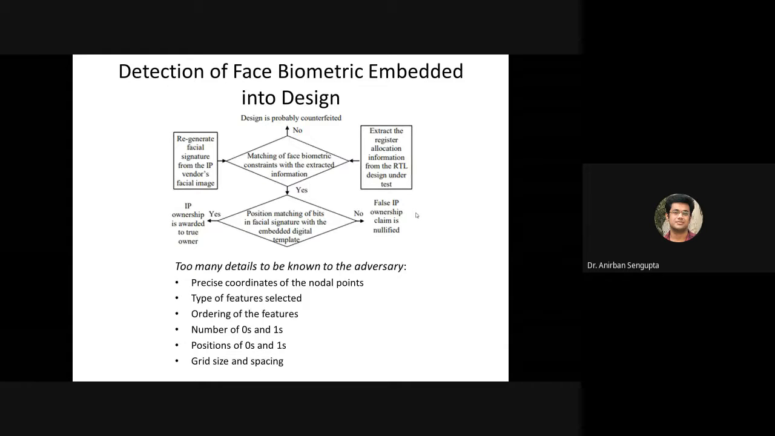From the security perspective, it is also important to know that an adversary, besides having to get access to the facial biometric information, also needs to know the following information in order to crack or reclaim the design or pirate the design. For example, he needs to know the precise coordinates of the nodal points, the type of features selected, the ordering of the features, the number of zeros and ones implanted, the positions of the zeros and ones, and finally the grid size and spacing of the facial biometric data.